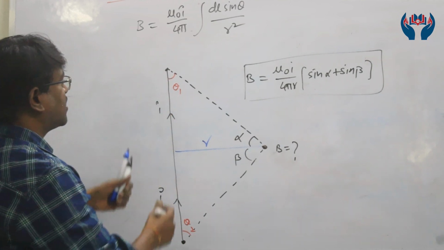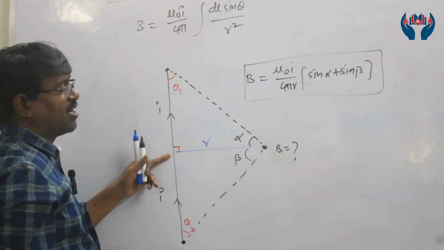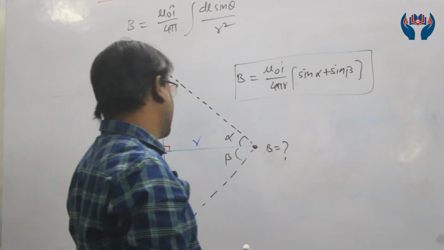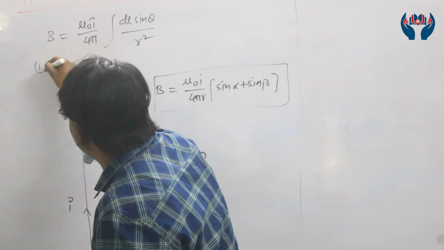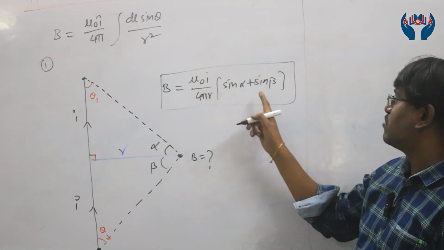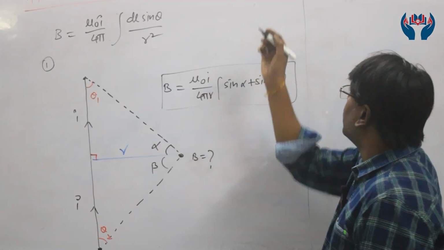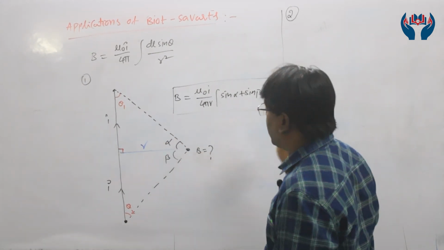Consider this as a right angle triangle. The sum of angles in a triangle is 180 degrees. This is the first formula: the magnetic field at a distance r is mu naught I by 4 pi r into sin alpha plus sin beta. Now, in terms of theta 1 and theta 2, what is the formula? The same formula we can write in a different way.